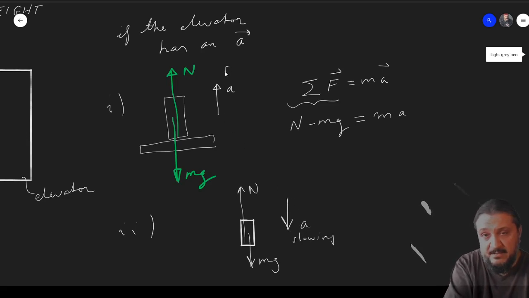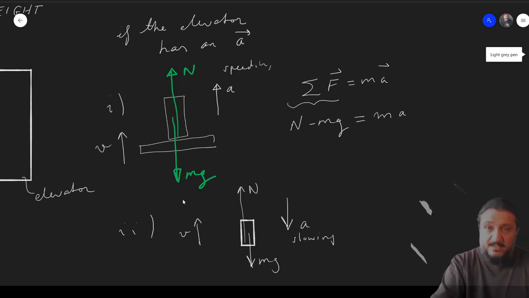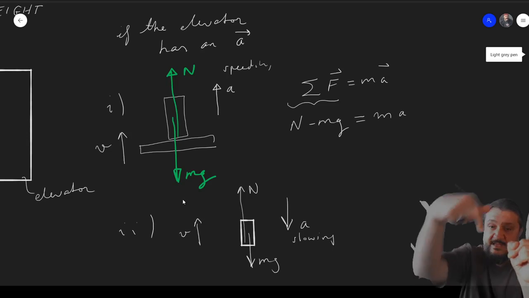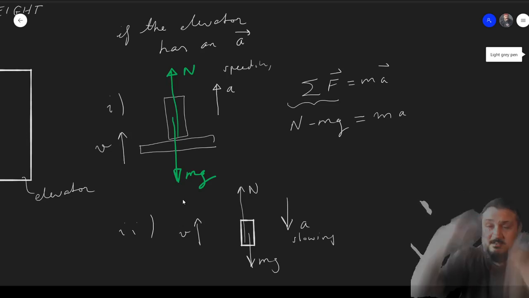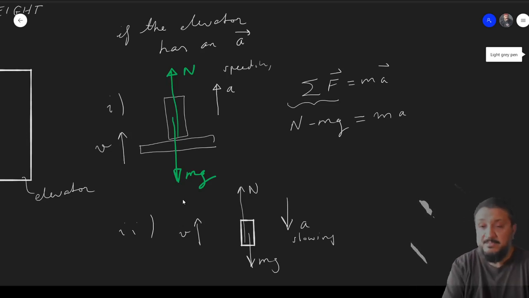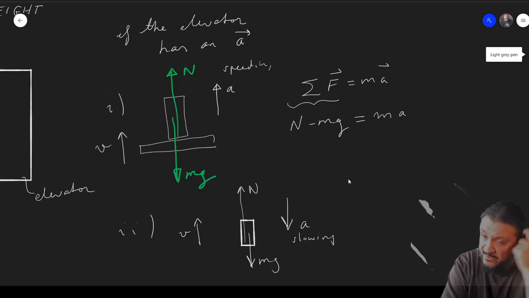This is speeding. Okay, I mean, don't get me wrong, both actually moving upward. The velocity vector is pointing up. When velocity is parallel to A, you're speeding up. When A is in the opposite direction, when V and A are anti-parallel, you're slowing down. But the point is, this will change the equation here.